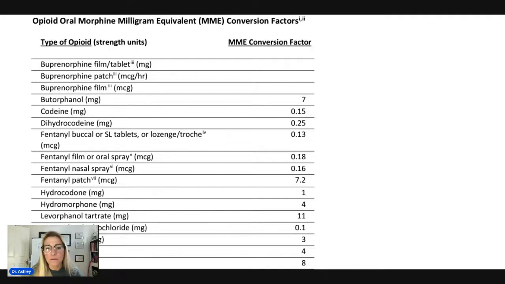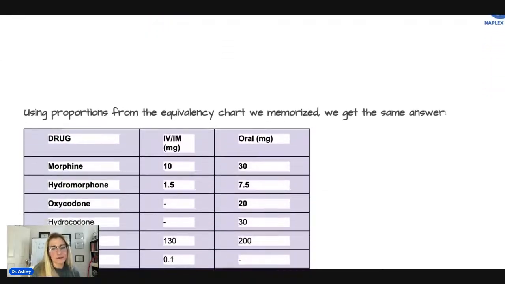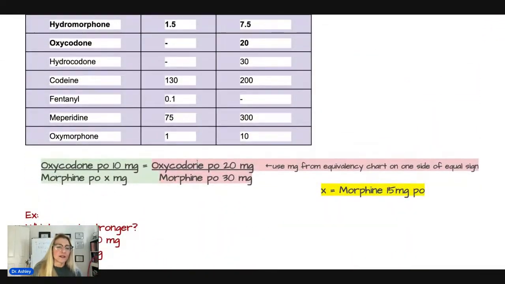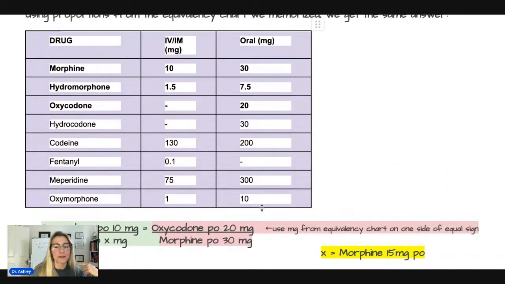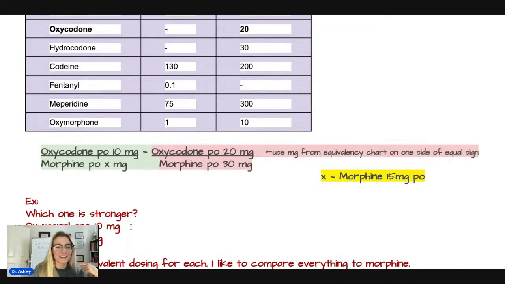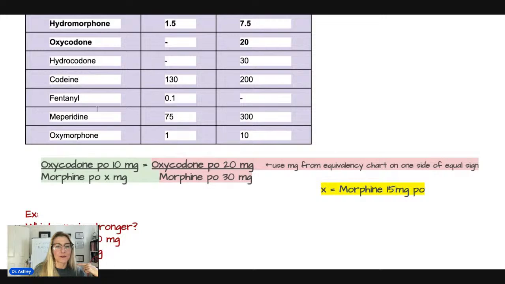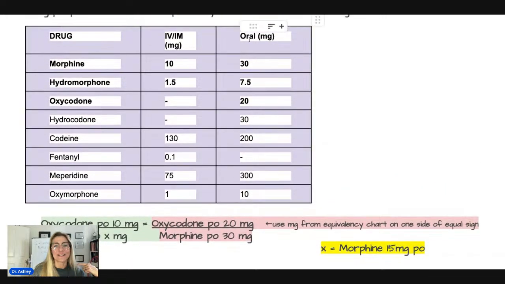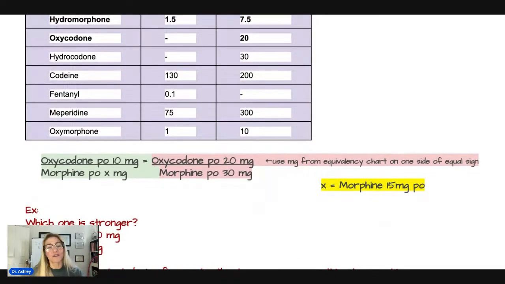Okay, so why don't we try another one? We're going to scroll down just a little bit here. Here's another example. Which one is stronger, oxymorphone 10 milligrams or morphine 30 milligrams? What are you going to do? They might provide you the equivalencies, right? Or you have to have it memorized. Oxymorphone, PO, is 10 milligrams. Happens to be the same strength that they're talking about here. So what is that in relation to morphine? Well, why don't I go and look for morphine? Morphine, PO, guess what? It's 30. So they're both on the equivalency chart. They're actually equal.